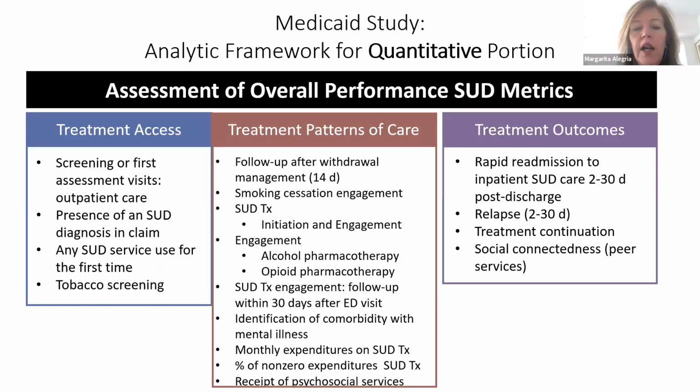I'm going to quickly show you these indicators. It's actually in a paper in Health Forum. And there we also have what are the actual algorithms that could be used for each of these 18 indicators. But you can see there treatment access indicators as screening or assessments. This has to do with a diagnosis in a claim, tobacco screening. We also have patterns of care like smoking cessation engagement, or alcohol pharmacotherapy, or monthly expenditures in SUD treatment, or receipt of psychosocial services. So this is very much the services people get. And then we have treatment outcomes as rapid readmissions, relapse, treatment continuation, and social connectedness.